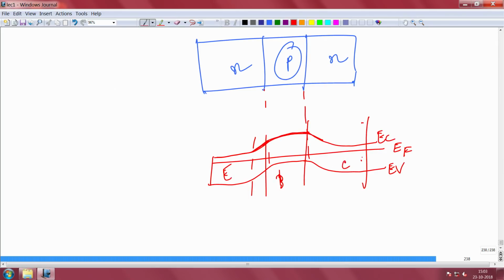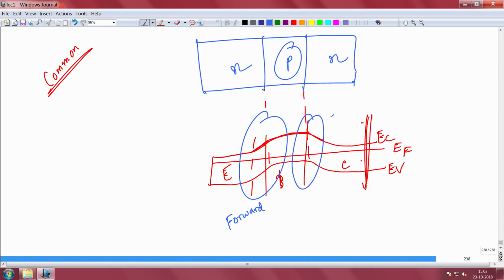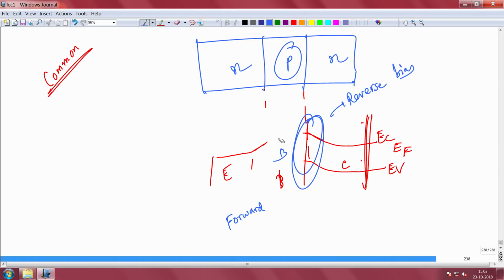Now, the BJT can be operated in different ways, but the most common way to operate it is when you want to have some gain or amplification. The way you operate is that you forward bias this junction, this is a PN junction, and you reverse bias the base collector junction. You forward bias the emitter base junction, this one, and you reverse bias the base collector junction. What will happen then?